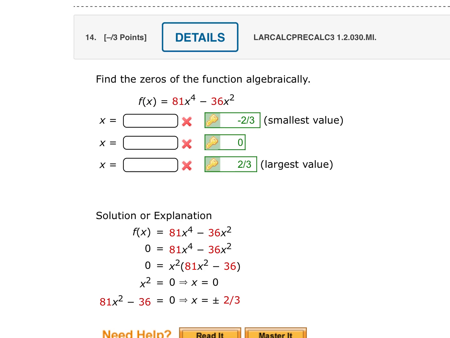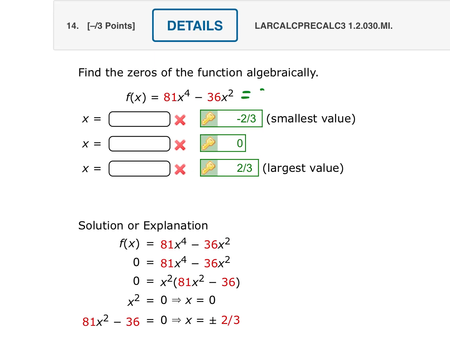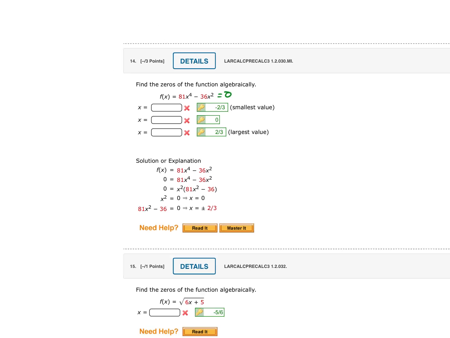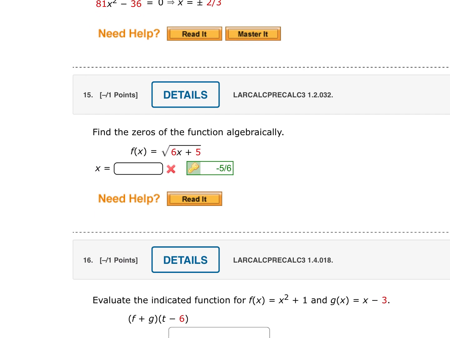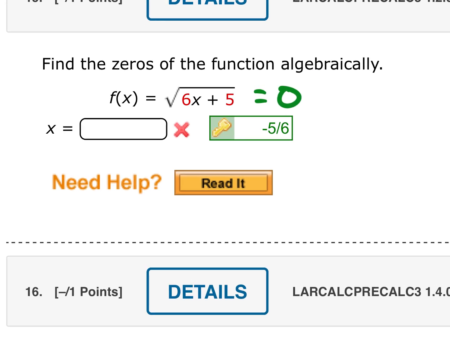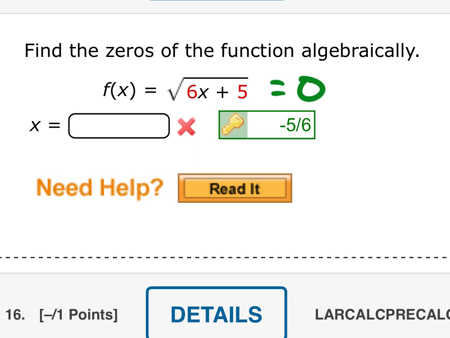For 14, find the zeros, just set it equal to 0 and solve. So here we'd have to factor. Take out your GCF. Same with 15, to find the zeros, set it equal to 0 and solve. Be careful here. A lot of people on the last quiz or test got confused when they saw a square root. To get rid of a square root, we would square both sides. So it cancels out, so we'd have 6x plus 5 equals 0.